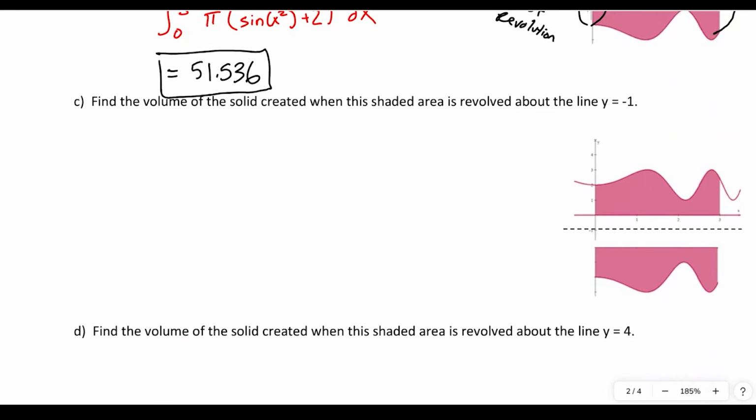So I want you to just try to picture what this solid would look like in your head. Kind of sketch it out. So here's the x-axis right here. Here's y. This is -1 right here. Here's 0. So I'm going to take that region up top and revolve it around y equals -1. When I do that, I'm going to get something like this.